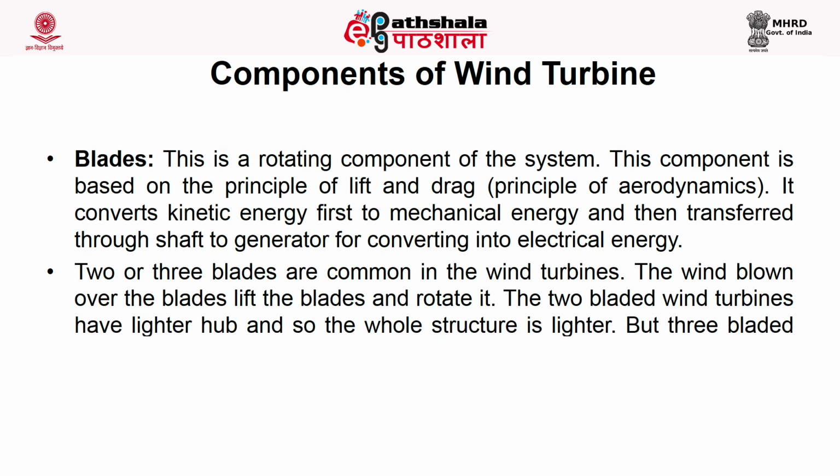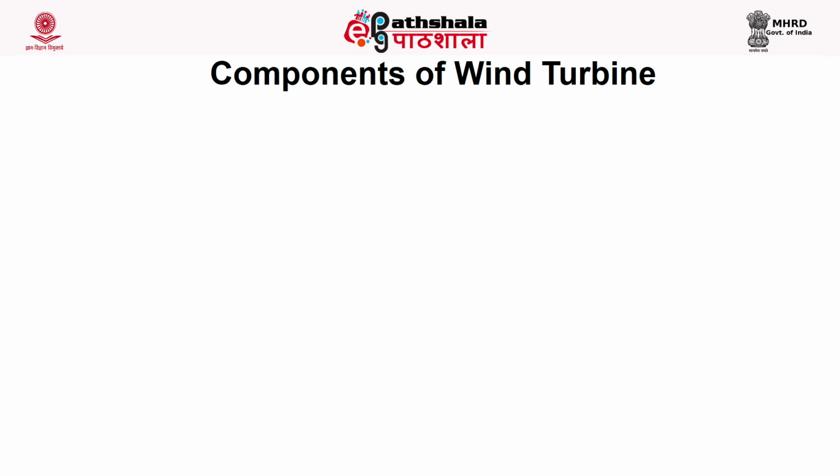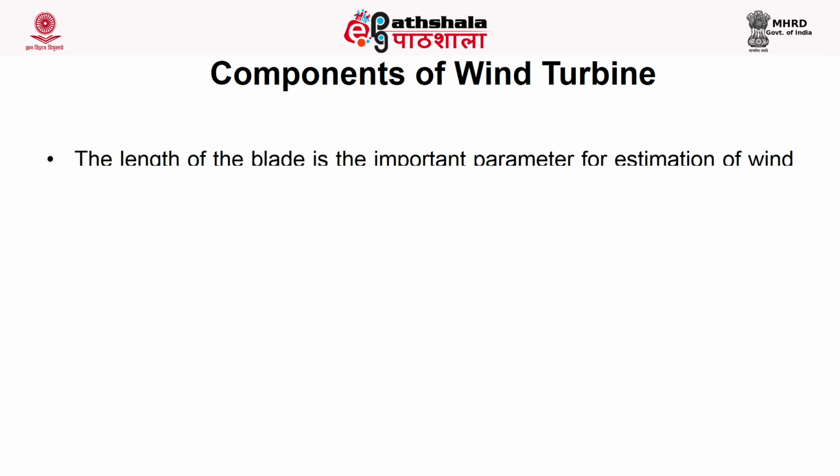Commonly, 2 or 3 blades are used in wind turbines. The wind blown over the blades lifts the blades and rotates them. The 2-bladed wind turbines have a lighter hub and so the whole structure is lighter. But 3-bladed wind turbines are aerodynamically efficient and have low noise. So commonly we are using 3 blades in the turbine.